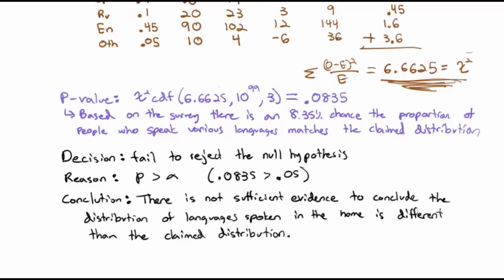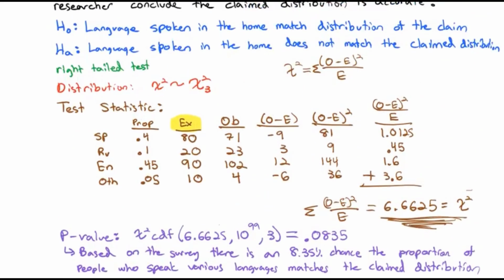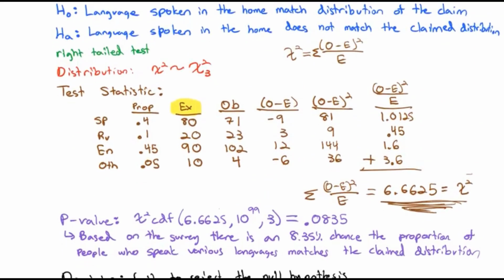Not enough evidence to say it's different, so we'll have to be stuck believing that distribution is true. That's the goodness of fit tests. The hypothesis test process is still exactly identical. We just have a new distribution of chi-squared. We have to do a little bit of arithmetic to calculate that chi-squared value, but it's not too bad.